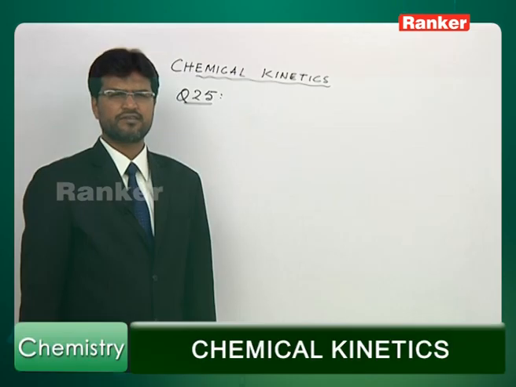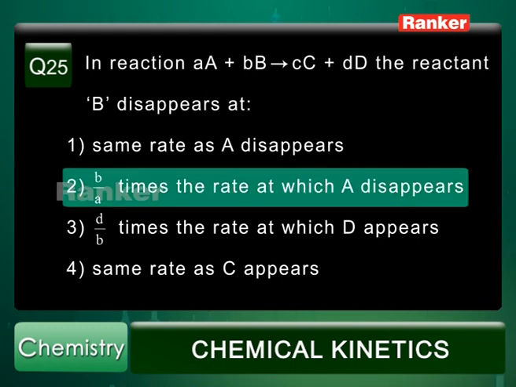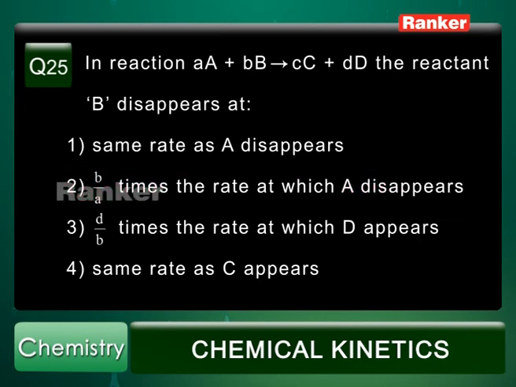Question number 25. In the reaction A moles of A plus B moles of B gives C moles of C plus D moles of D, the reactant B disappears at: first option, the same rate as A disappears; second option, B by A times the rate at which A disappears; third option, D by B times the rate at which D appears; and fourth option, the same rate as C appears. The correct answer is the second option, B by A times the rate at which A disappears.